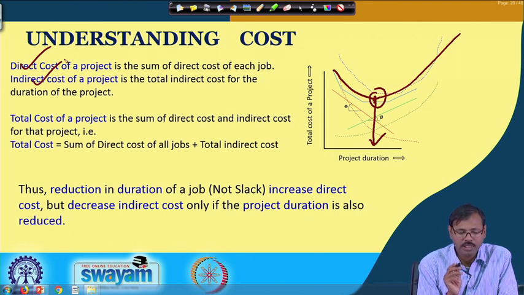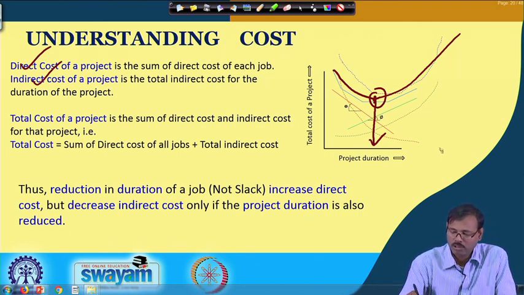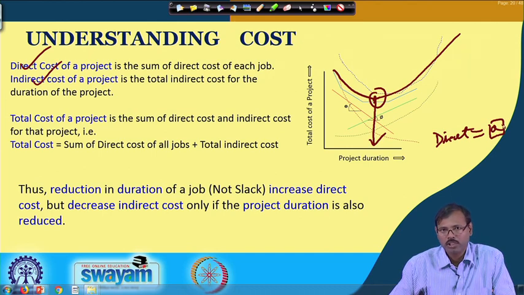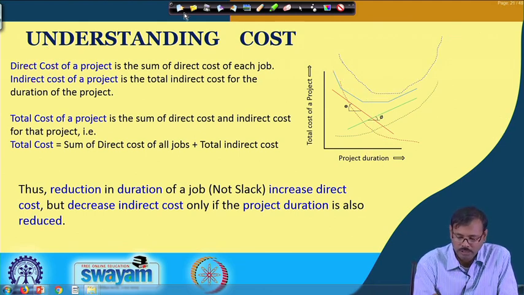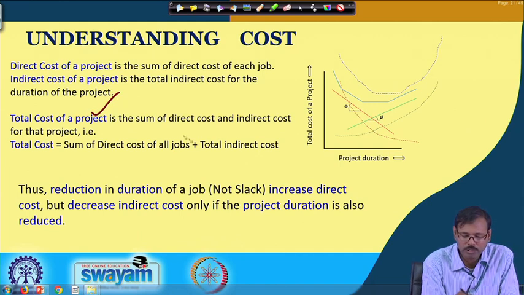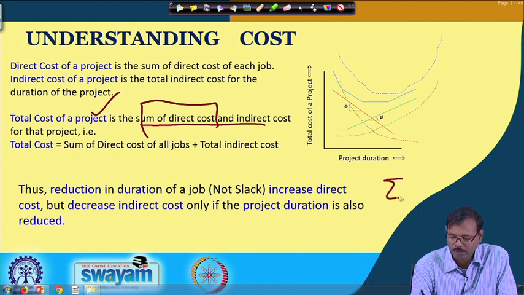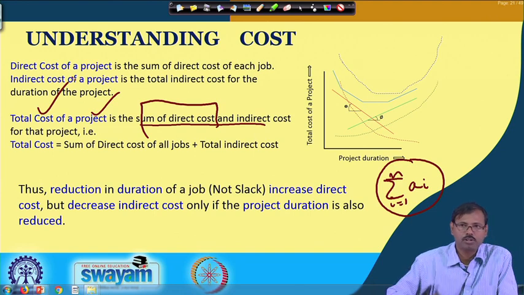The important part is that the direct cost of one job depends on the job, not on the network. The direct cost of a project or network is basically the summation of the direct cost of all the jobs. All the jobs' direct costs have to be considered as the direct cost of the network.